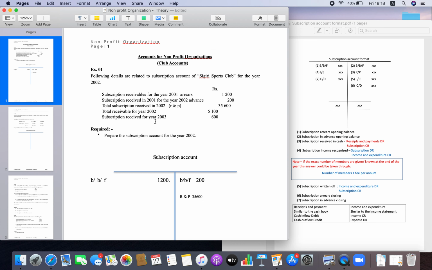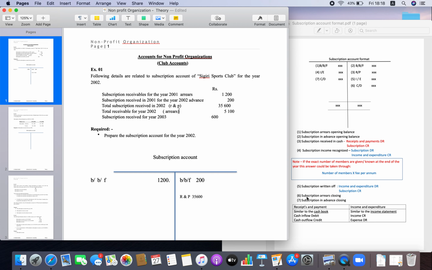Okay, right, now remember, subscription received means what? Money comes in. So when money comes in, receipts and payments account will be debit, whereas subscription account will be credit. Okay, so that's why we have marked this on the credit side, right? Total subscription receivable, right? Now again remember, if it's receivable means what? It's in arrears. So remember, for arrears we already have an opening balance, so definitely this has to be the closing balance, right?